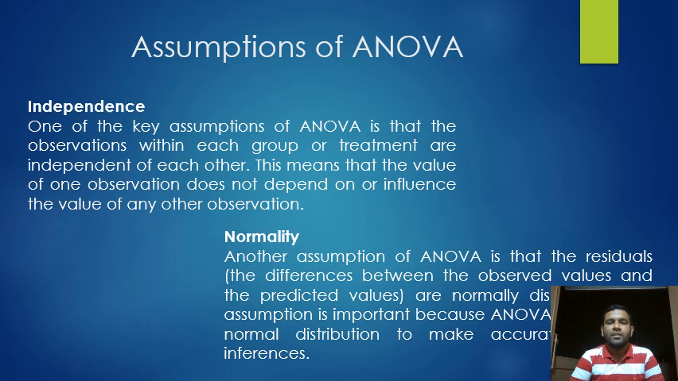Second one is normality. Another assumption of ANOVA is that the residuals, which are the differences between the observed values and the predicted values, are normally distributed. This assumption is important because ANOVA relies on the normal distribution to make accurate statistical inferences. These are some of the assumptions of ANOVA.